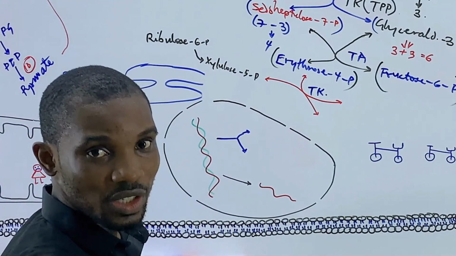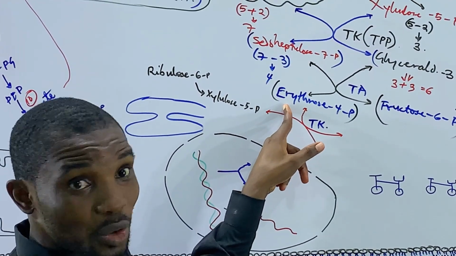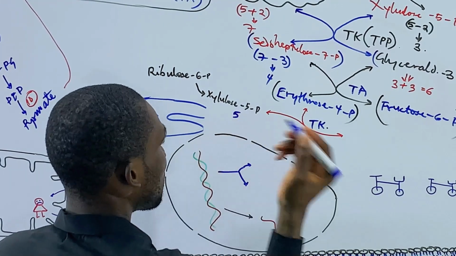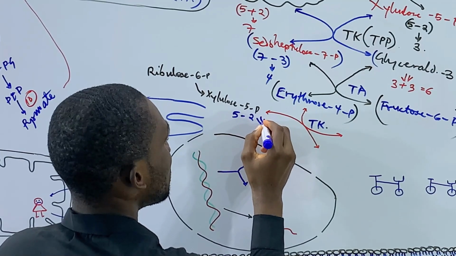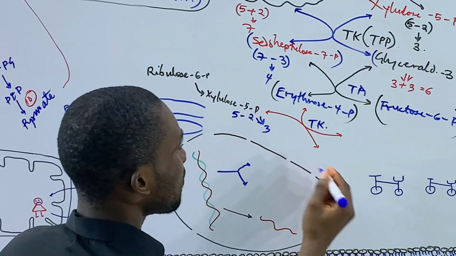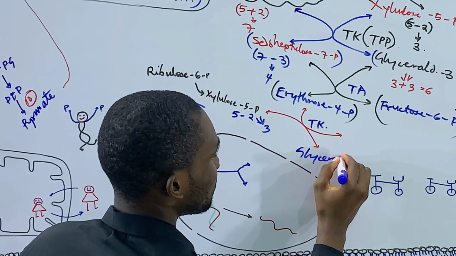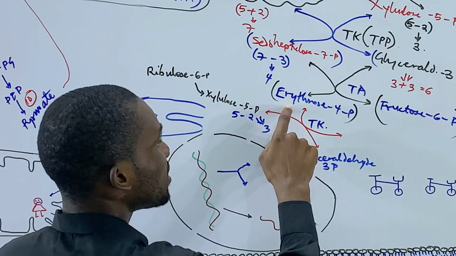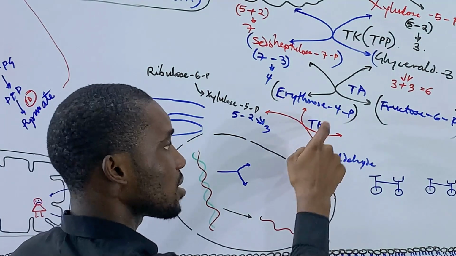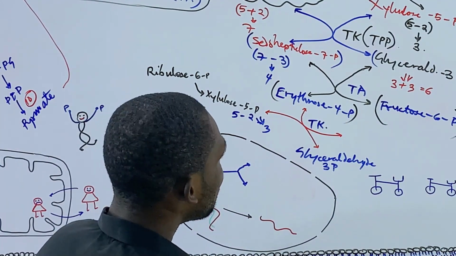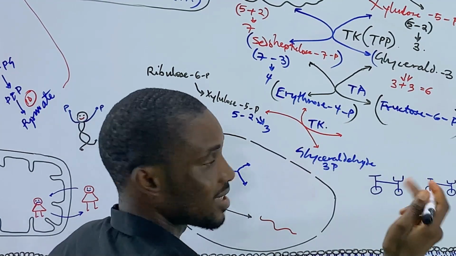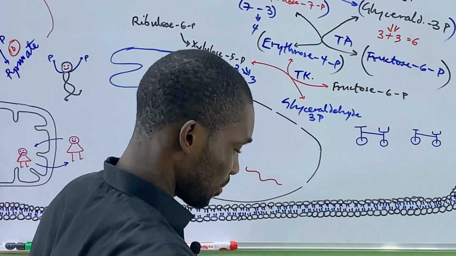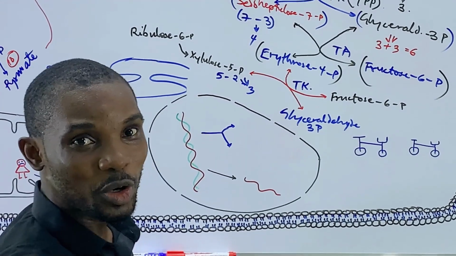How many carbon atoms are transferred? 2. Who transfers to who? Xylulose transfers to erythrose. So xylulose is how many carbon atoms? 5. So xylulose 5 phosphate is 5 carbon atoms and it's transferring 2 to make it how many? 3. So the xylulose would now form what? Glyceraldehyde 3 phosphate. And then the erythrose received how many carbon atoms? 2, because this is transketolase, right? And it forms what? 4 plus 2 is 6. So it forms fructose 6 phosphate. Voila! We are done with the reaction.